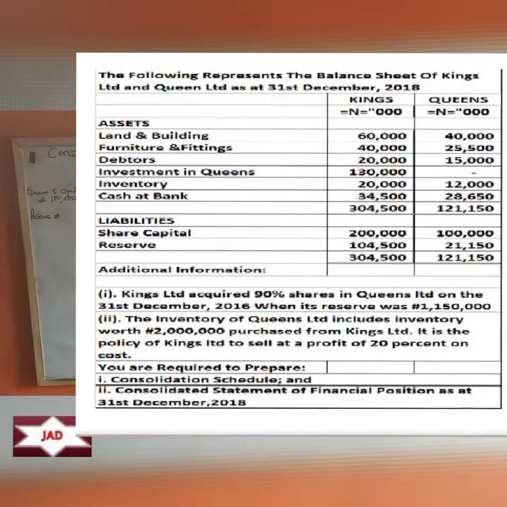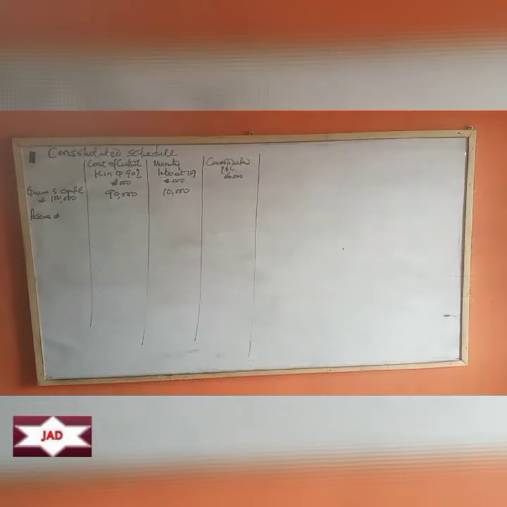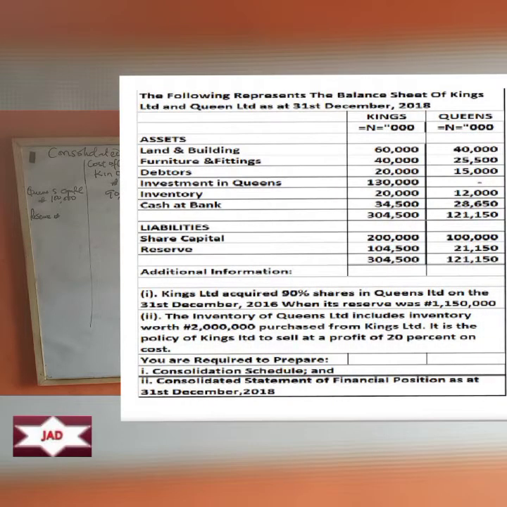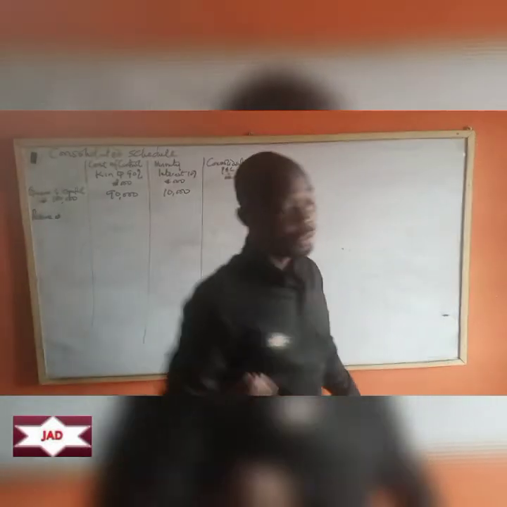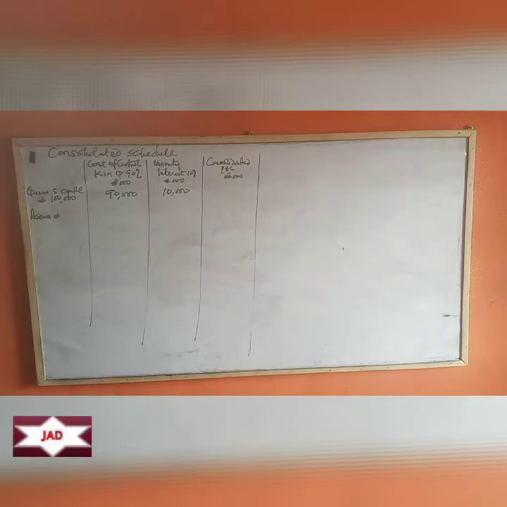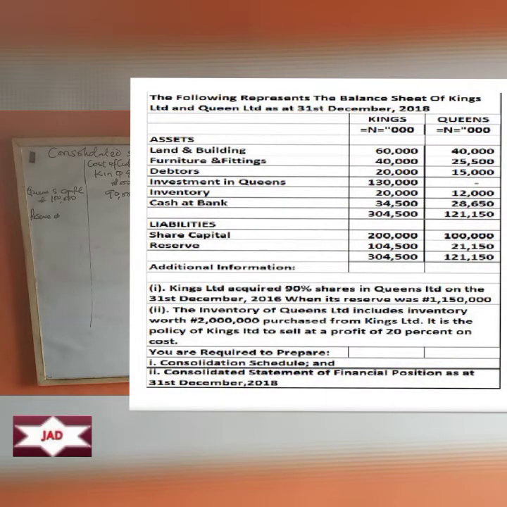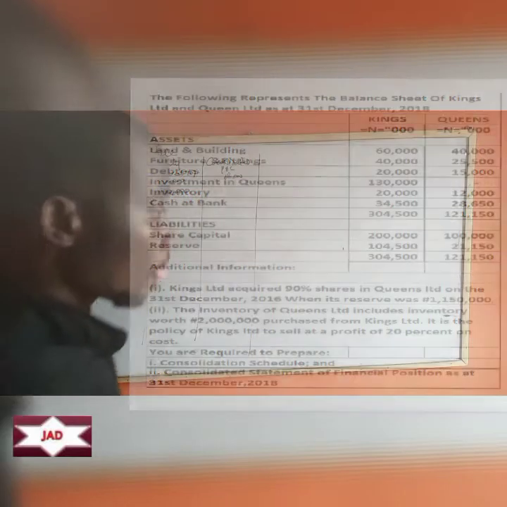The reserve here, according to the balance sheet, is what? 21,150. But before we even look at this, because there's an inventory adjustment, that will affect the reserve. Of course, if you remember our adjustment, yes, an unrealized profit. They said that the inventory of Queens includes inventory worth 2 million purchased from Kings Limited. It is the policy of Kings Limited to sell at a profit of 20% on cost. So if you look at the balance sheet, the inventory of Queens is 12 million, but there's 2 million worth of product that they purchased from Kings.